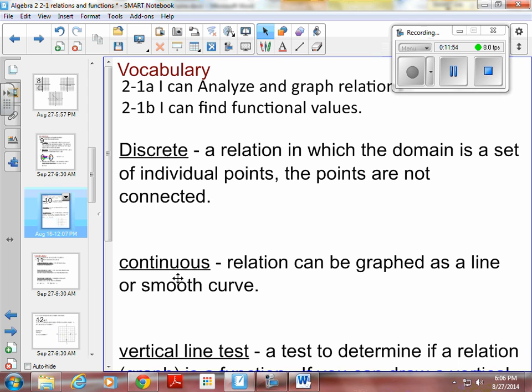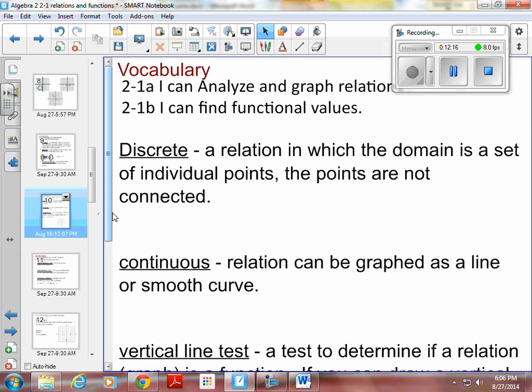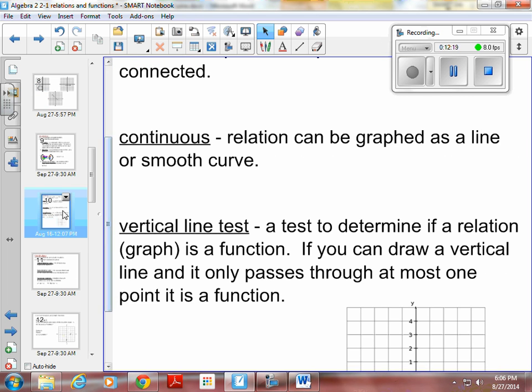Continuous is a smooth curve or a line. You never lift your pencil in order to do a continuous graph. So if I go back up to here, this hexagon is continuous, this ray is continuous. So discrete, individual points, don't lift your pencil, that would be continuous. Discrete, continuous. And then the vertical line test to know if it's a function or not.